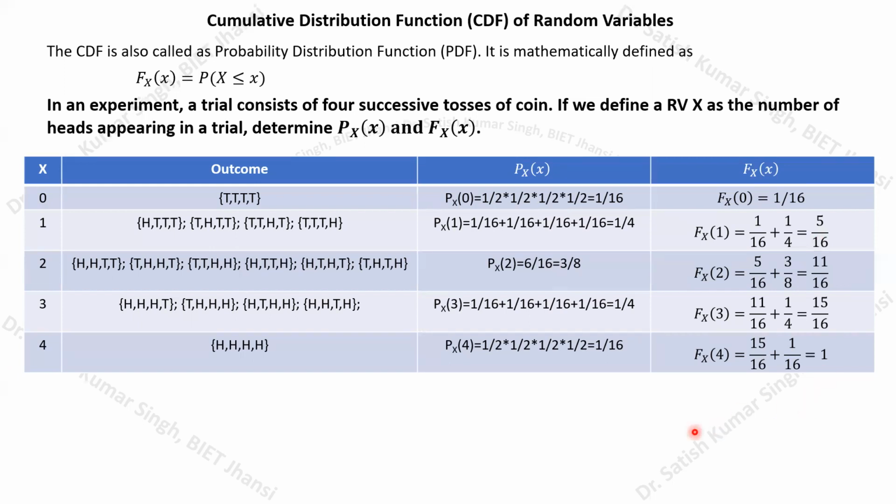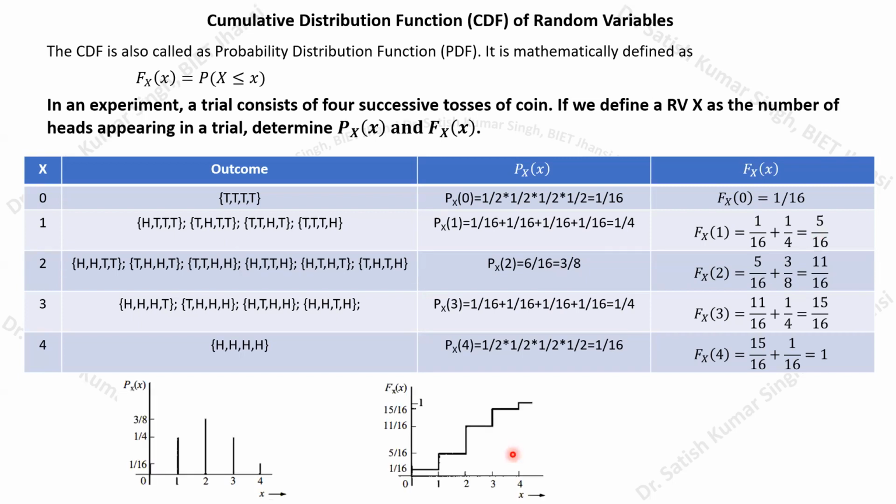Here I can plot these probabilities. What is the probability of getting 0 heads? That probability was 1 by 16, the probability of getting no heads in all 4 successive tosses. What is the probability of getting one head? It is 1 by 4, the value we calculated over here. What is the probability of getting 2 heads? It will be 3 by 8. The probability of getting 3 heads is 1 by 4, and the probability of getting all heads is 1 by 16.